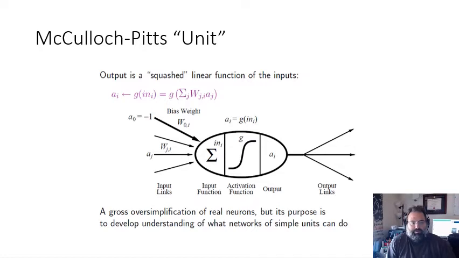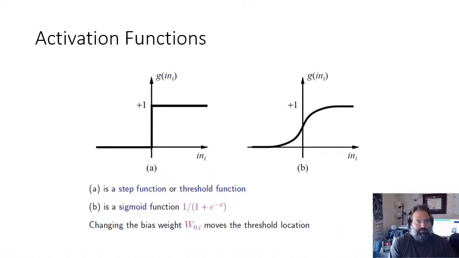And you can think of it as a kind of squashed linear function. Your idea is you have things coming in, you have some weights, you have a signal coming in, and you make a determination based upon the weights and the signal, and you get some sort of an output, right? So there's what's called an activation function, which is going to determine, to some extent, when the neuron fires, simplistically speaking. It's a gross oversimplification, but it adds some idea of what networks of simple units can do, and that's the takeaway.